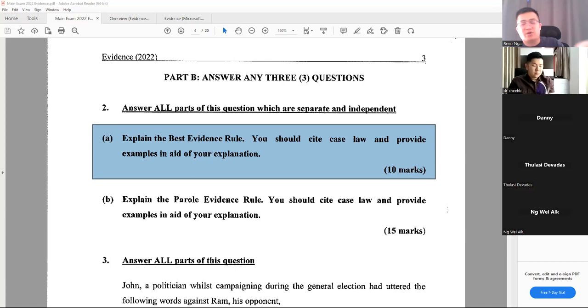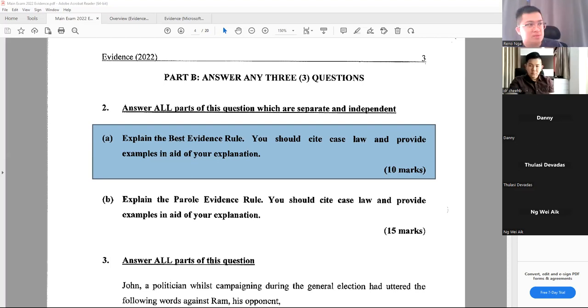Okay, so for 10 marks, after you explain what is the best evidence rule, what is oral evidence and its exception, and also the documentary general rule and also exceptions, which are sections 64 and 65, that should be good enough for you to get your 10 marks. Okay? Let us have this habit: every time we explain one question, I will look at the comment section to see if anybody has any questions. If not, we will just continue.